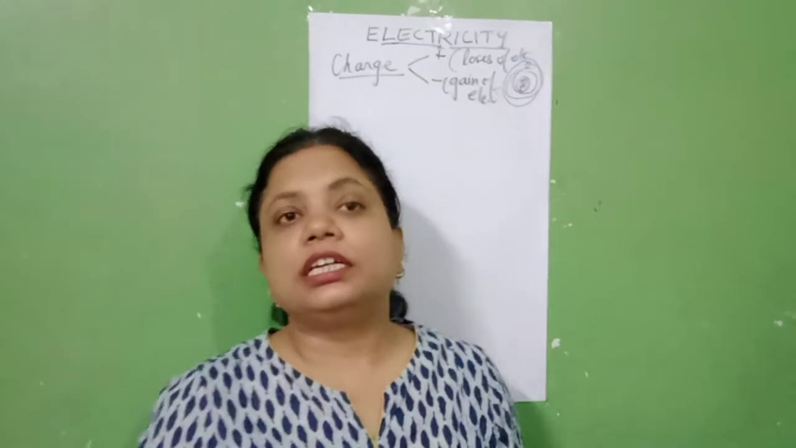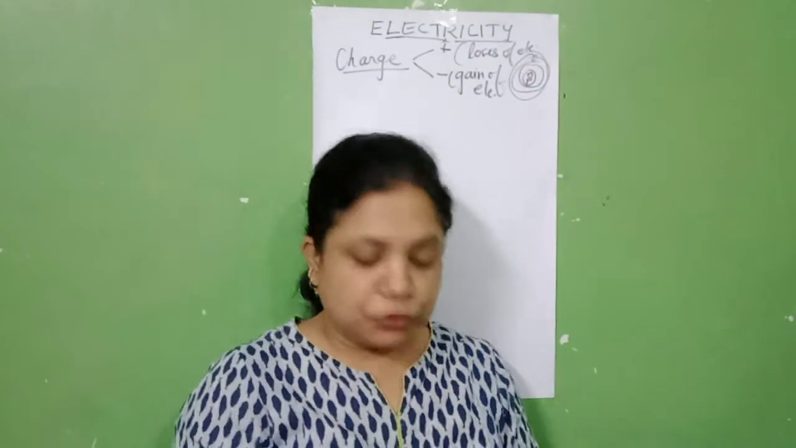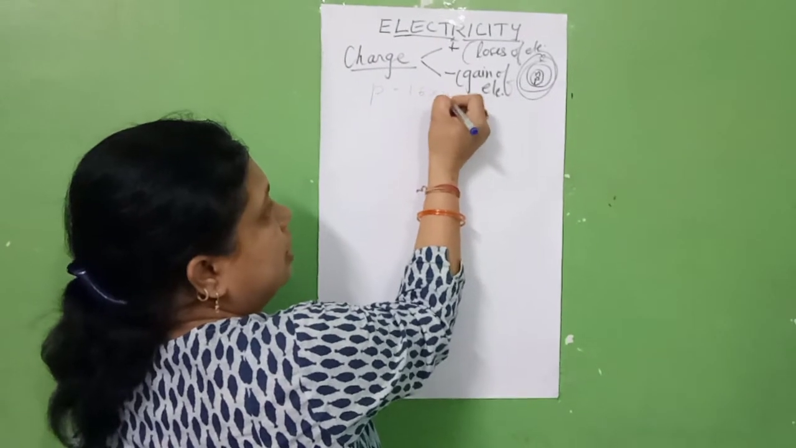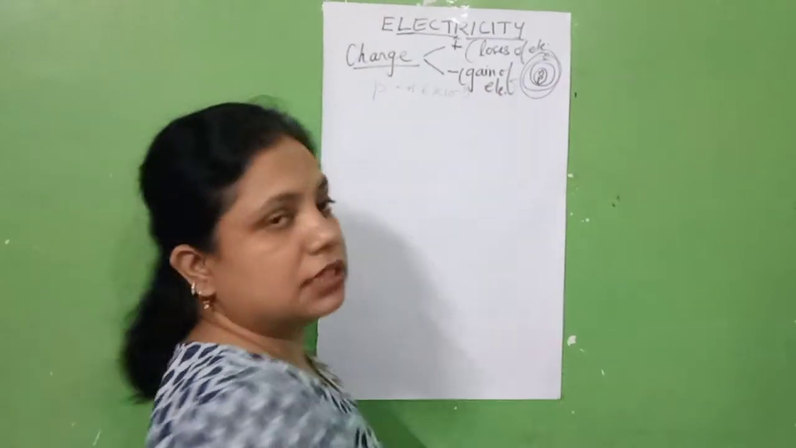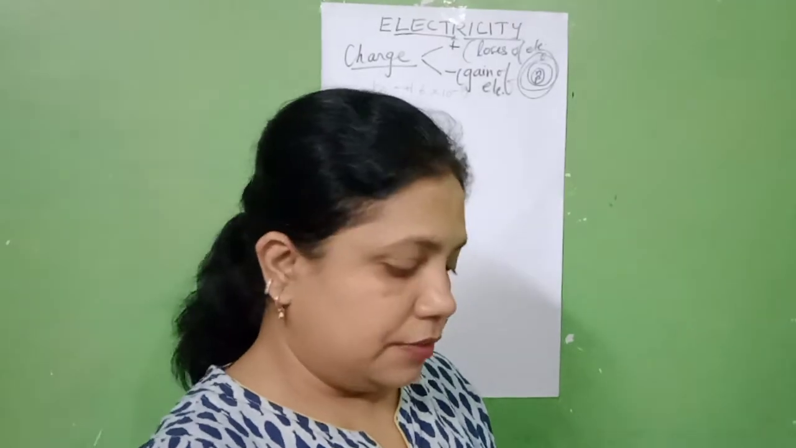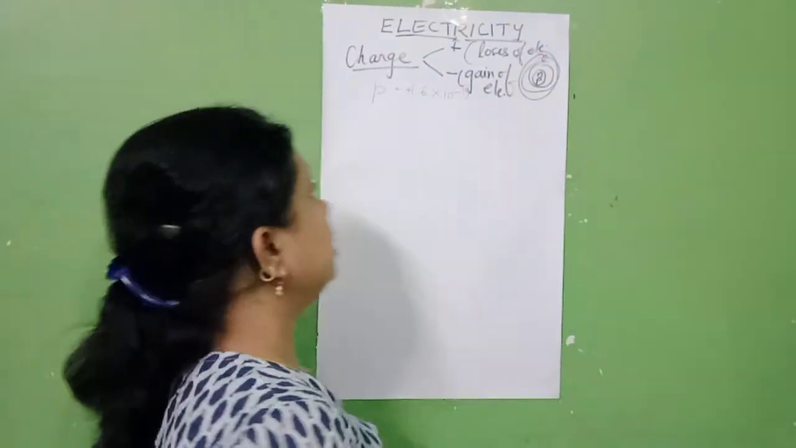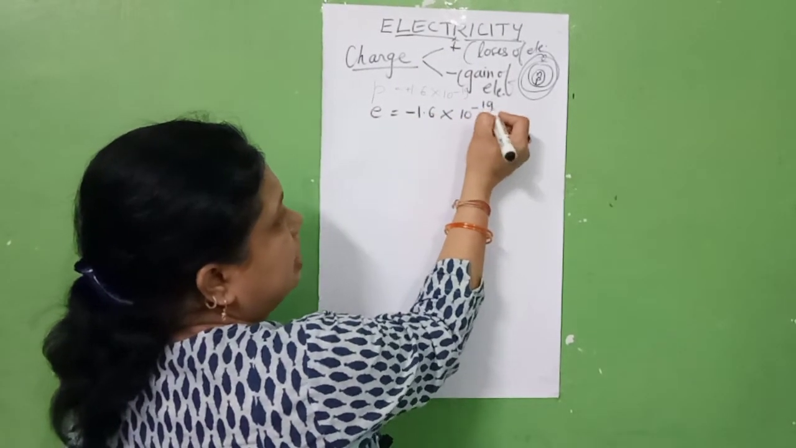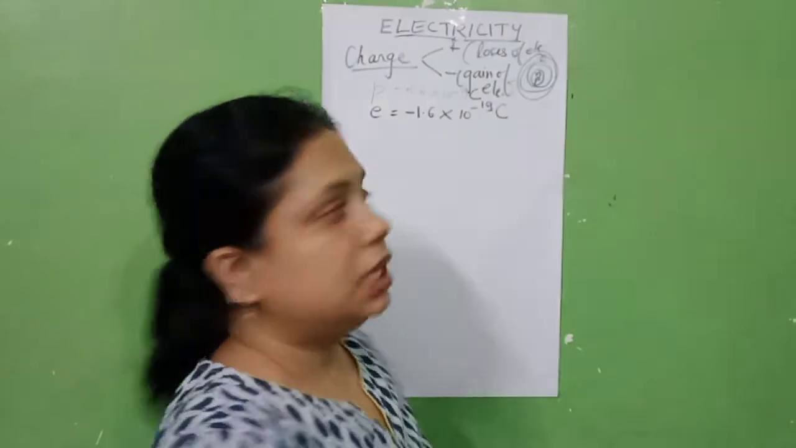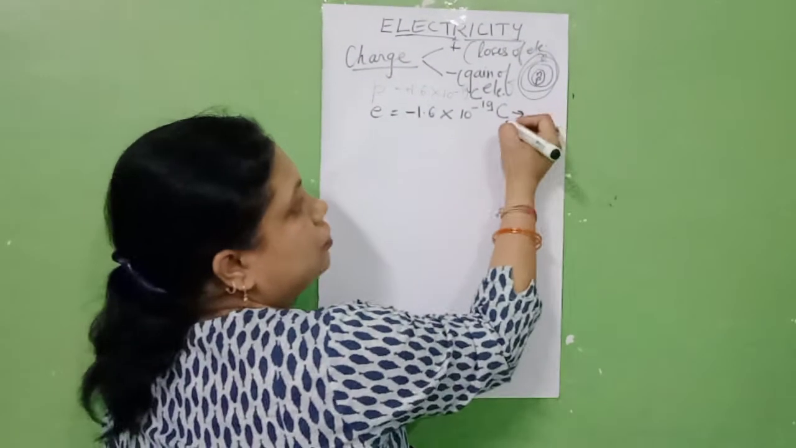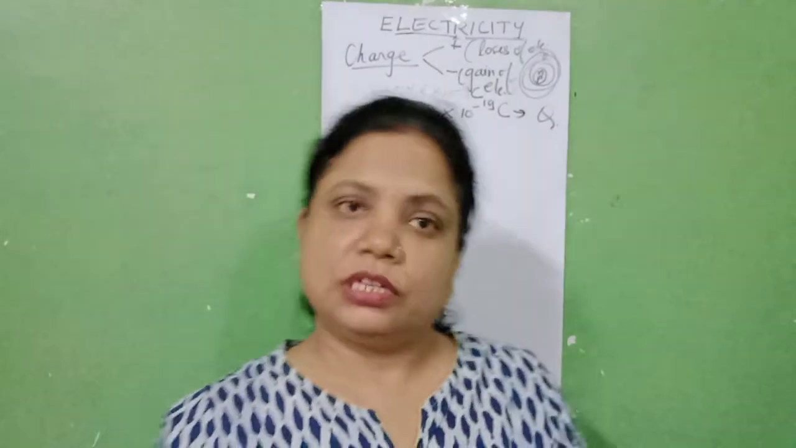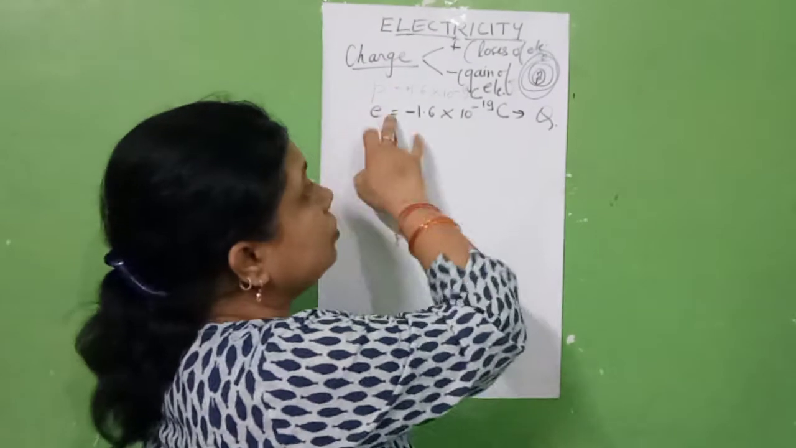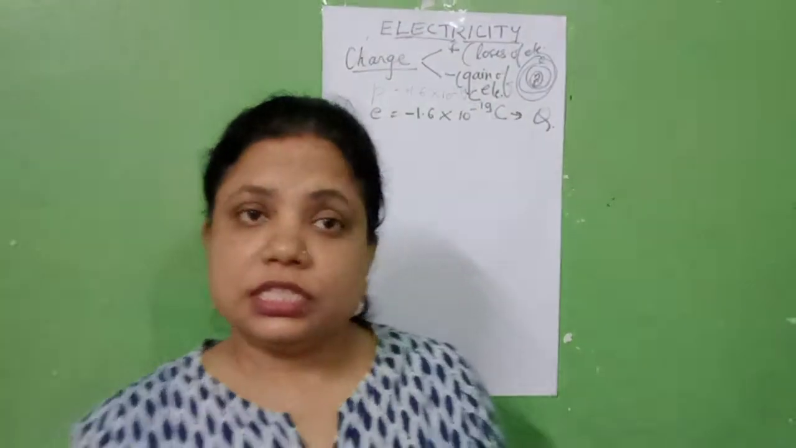The proton carries the positive charge, and the charge on the proton is plus 1.6 into 10 to the power minus 19 coulomb. Fine students. And the electron has minus 1.6 into 10 to the power minus 19 coulomb. And this coulomb is the unit of charge Q. Clear? It is the unit of the charge Q. So, proton and electrons are positive and negative charge.